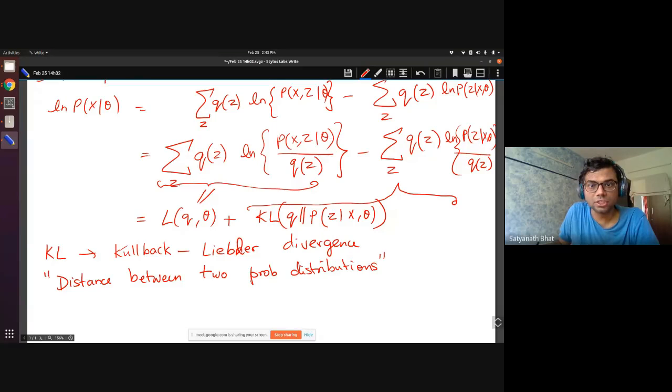Both are distributions on the same set of values; it depends upon what values these z's take. So the distance between two probability distributions is going to measure how different Q and P are. It satisfies some desirable properties. The first thing: if I'm saying something is a distance, what should KL of Q with respect to Q be?